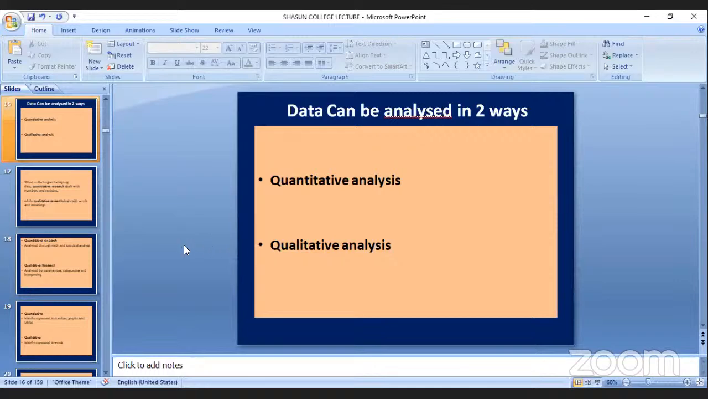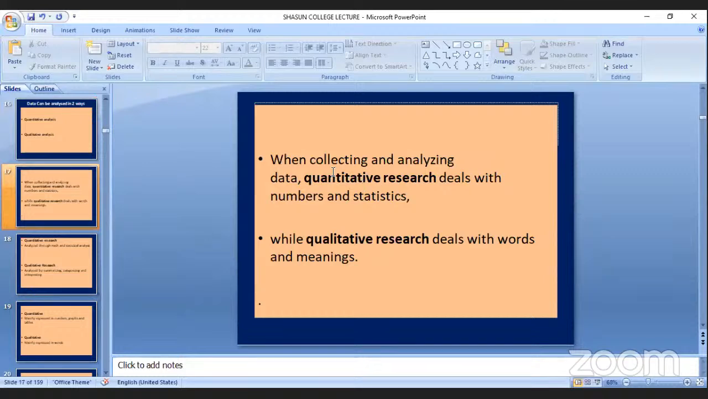One is quantitative, the other qualitative. What is quantitative? By the name itself, you will know quantity is there. It deals with numbers and statistics. All kinds of statistical methods and numbers come under this research. What is a qualitative one? It deals only with words and meanings, nothing to do with numbers. That is the important difference between qualitative and quantitative. Quantitative is all about numbers and statistics, while qualitative deals with words and meanings.